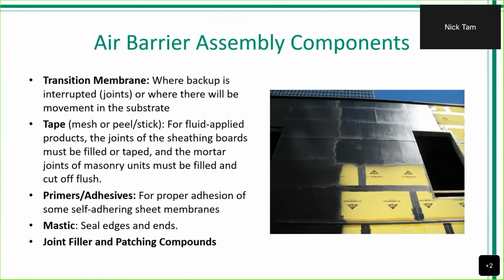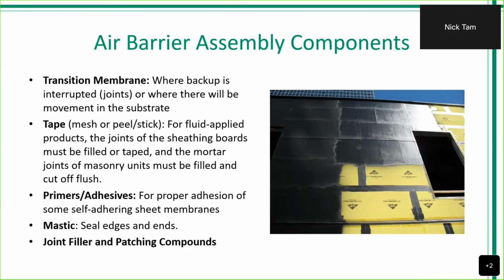But then we'll also have our tapes. These could be mesh or peel and stick membranes. With these, they're going to be utilized with fluid applied air barriers. Reason being is because fluid applied air barriers are not going to bridge those sheathing joints as well as your normal sheet applied membranes. And so because of this, you'll see a mesh which is integrated with the actual air barrier, or you'll see a peel and stick that's going to be installed prior to the primary membrane. Then we have primers, or in some cases they're called adhesives. These are just there to make sure that any self-adherent peel and stick membrane can bond directly to the substrate.